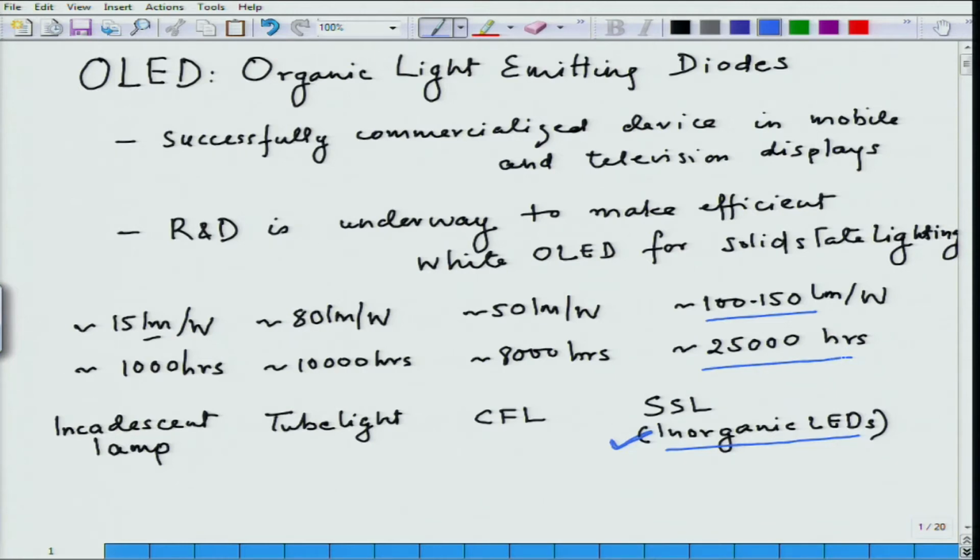Lifetimes for organics are generally lower, so this is where a substantial amount of work needs to be done. Hence, this is the motivation for the R&D that is going on currently worldwide, to improve the lifetime of the WOLED and even to get much better efficiencies of the WOLED for lighting applications. Now let us look at how the OLED works.